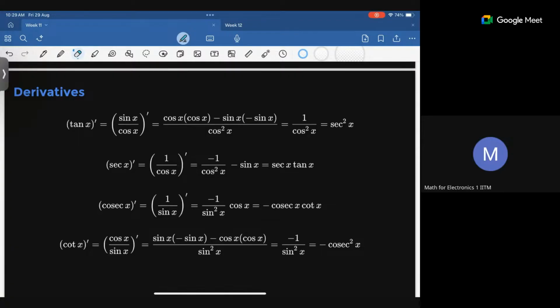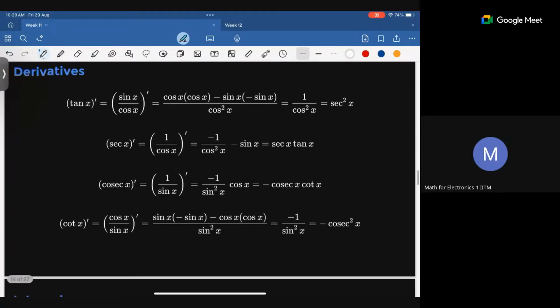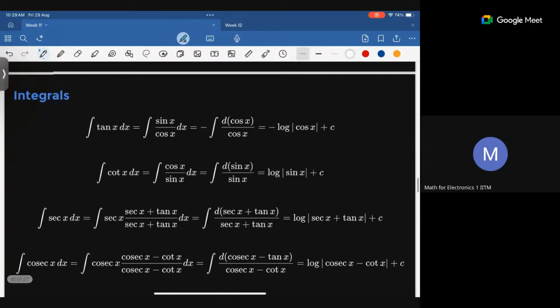So tan x derivative is, even though you don't remember the formula, these are not difficult formulas to remember. But even if you forgot the formula, tan x, we know it is sin x by cos x. From there, if you know the quotient rule of the derivative, use that, and eventually you will get to secant square x. And secant x derivative is secant x tan x. Cosecant x derivative is minus cosec x cot x. So everything you can do if you know this derivative, right? So no need to learn the formulas by heart. Okay, same with integrals also.